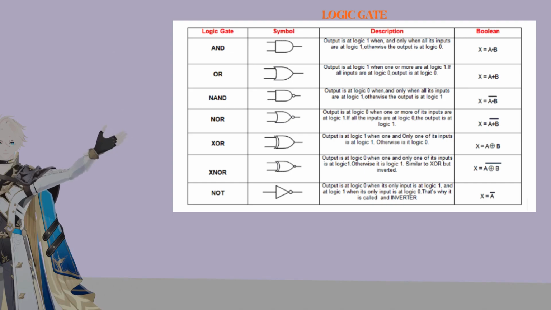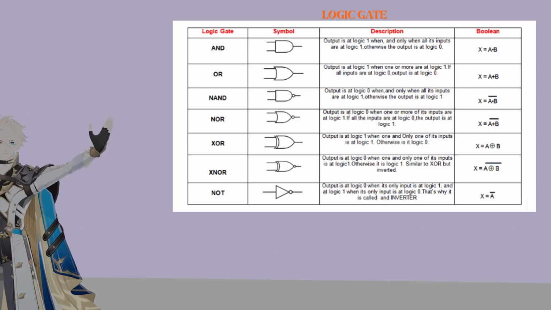Okay, now for the XOR gate. XOR gate or exclusive OR gives an output of 1 only when one input is different from the other. If both inputs are the same, the output becomes 0. The Boolean equation is x = a ⊕ b. Think of it like saying either a or b, but not both.